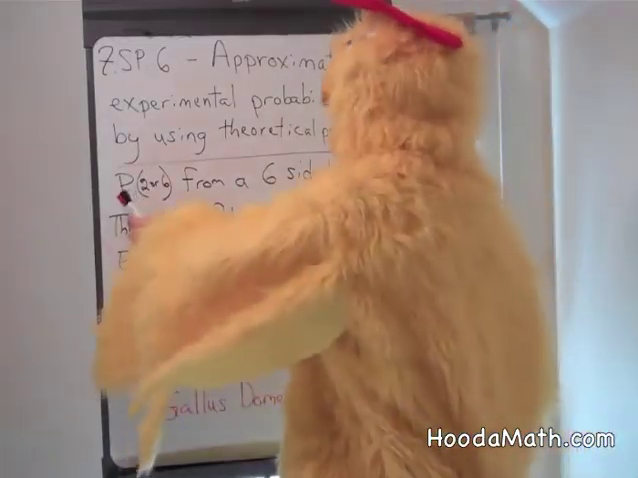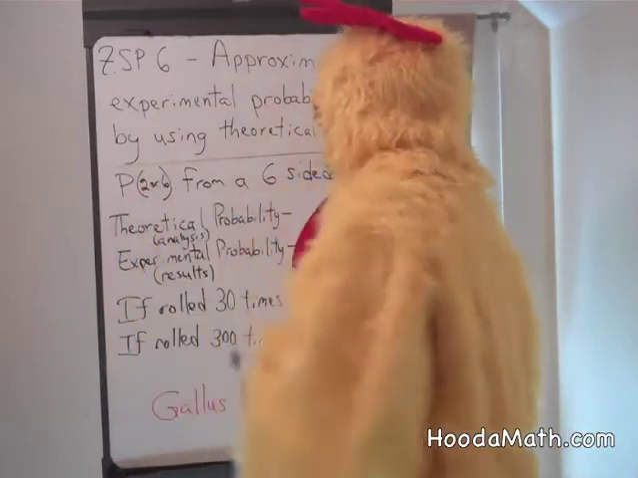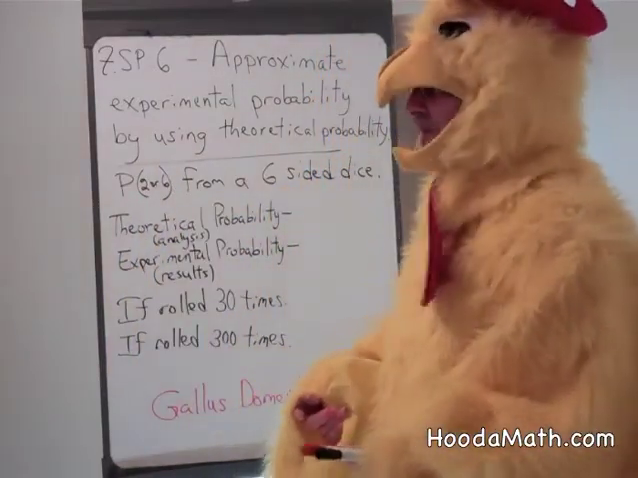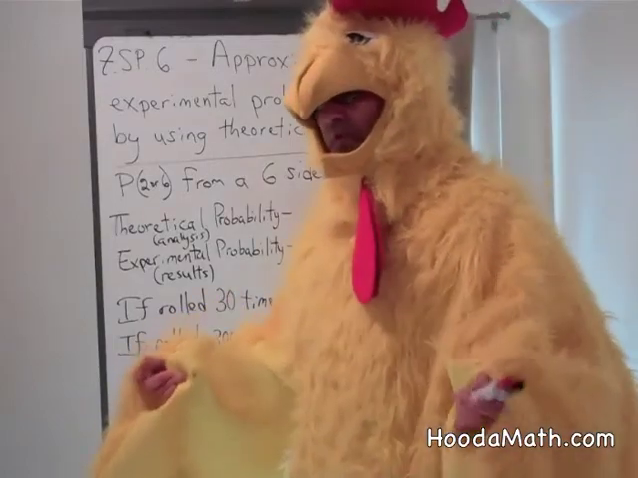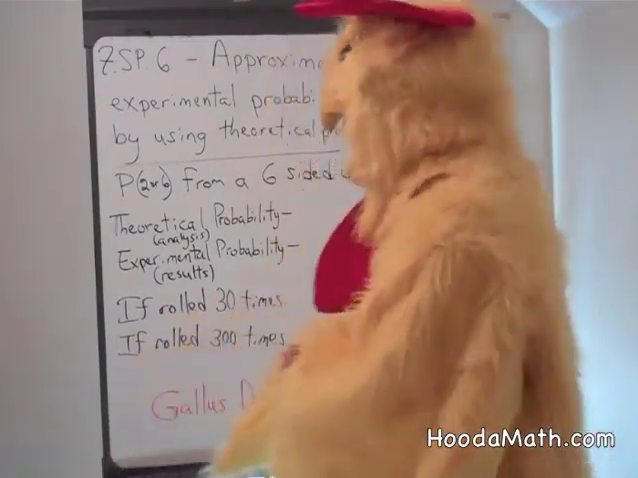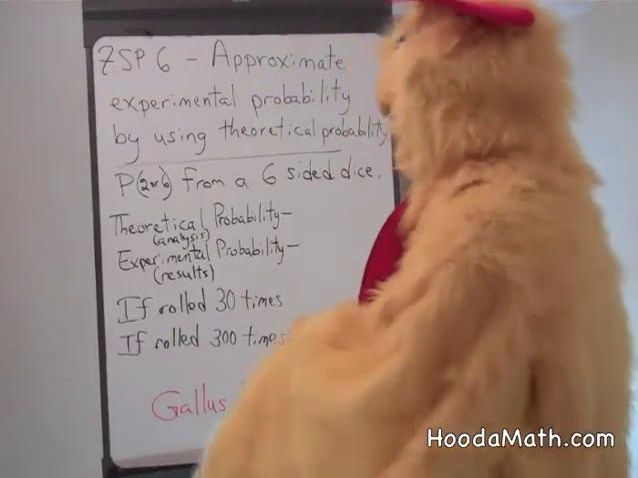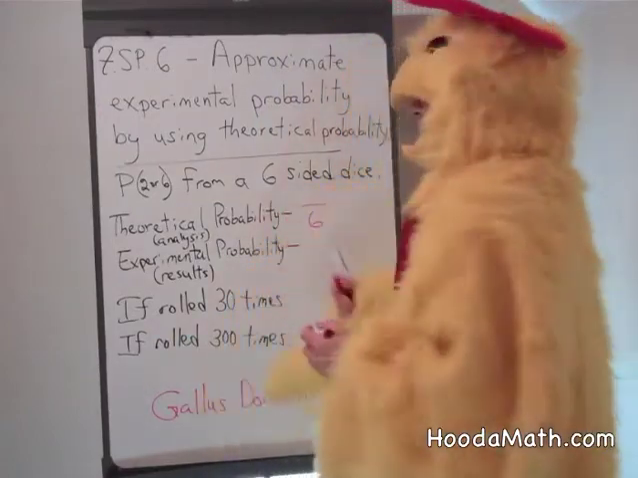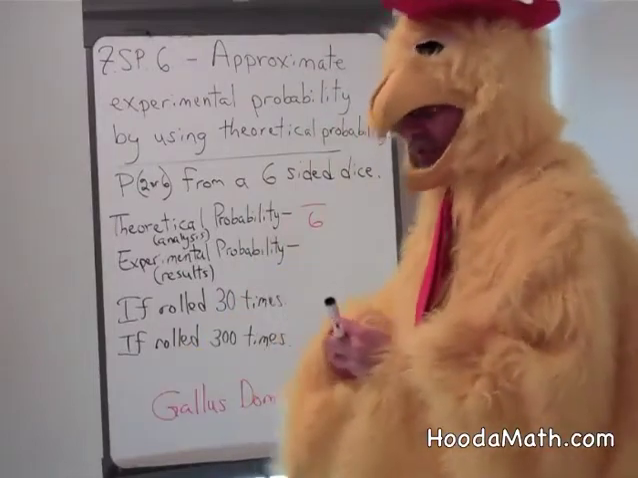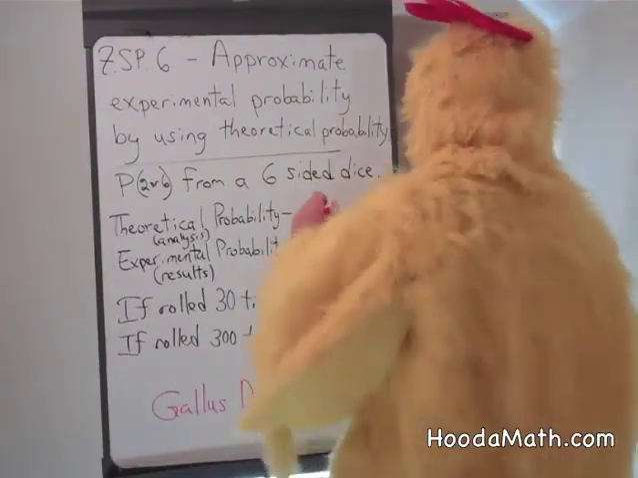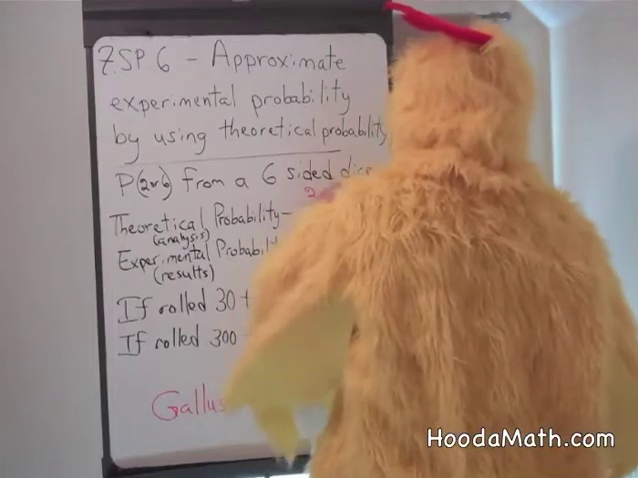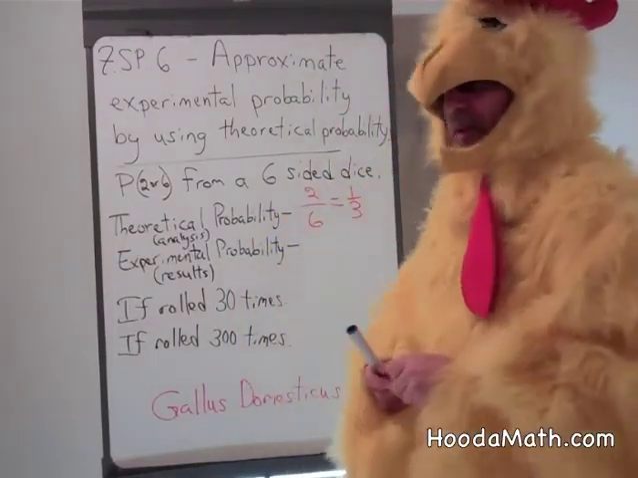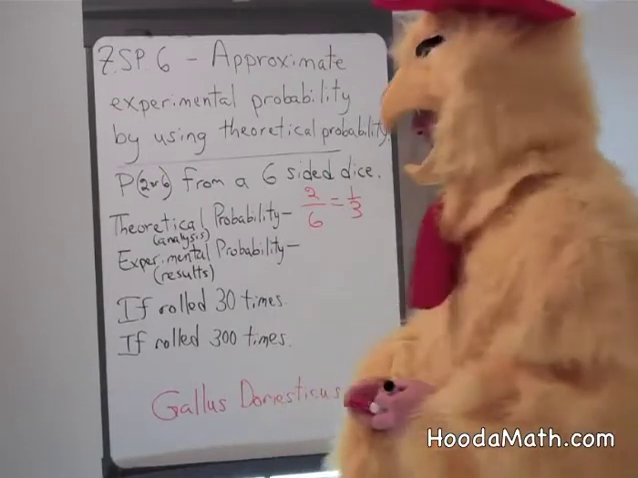We're going to try to find out the probability of getting a 2 or a 6 when we roll a 6-sided dice. Now our 6-sided dice has numbers 1 through 6. So the possibilities are 6 different possibilities. But if we're going to get a 2 or a 6, those are 2 possibilities. So theoretically, 1/3 of the time we should get a 2 or a 6.